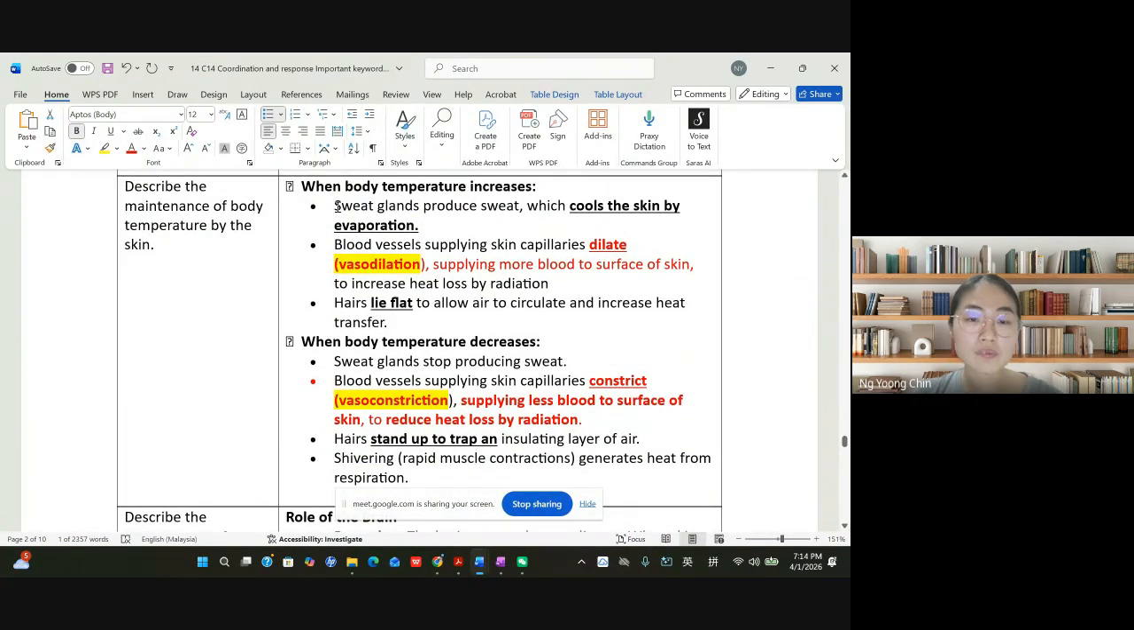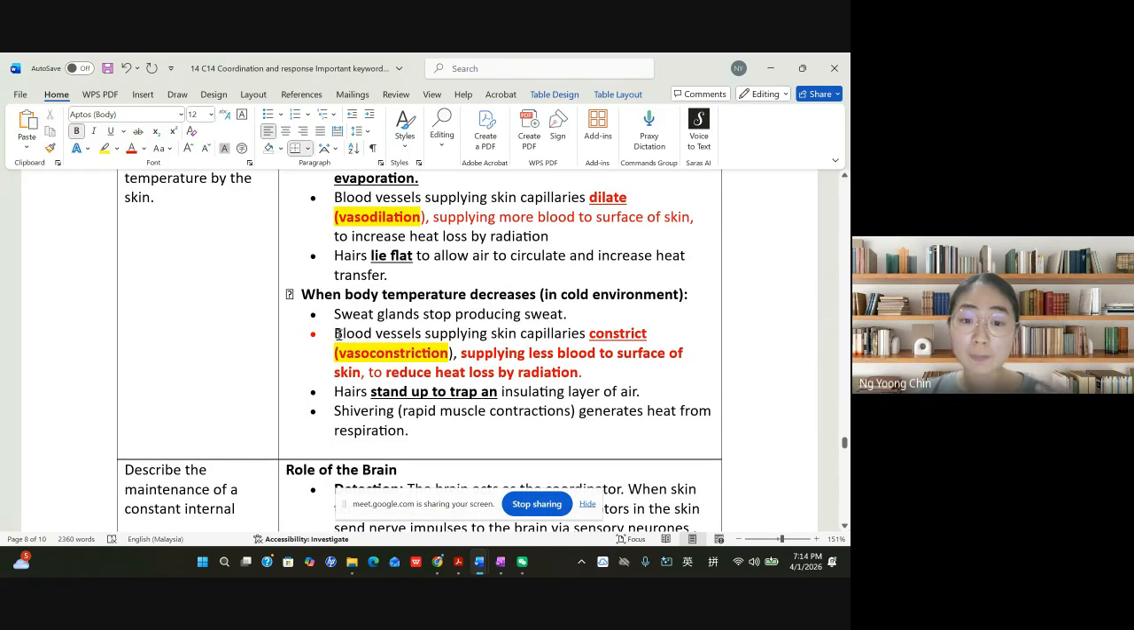So you need to know how to answer when the body temperature increases, and also when the body temperature is decreasing. Decreasing refers to when in the cold environment. What will happen if your body temperature reduces in the cold environment? You should say about the blood vessel. Whenever you answer about vasoconstriction, you should say about less blood supply to the surface of the skin, so you can reduce the heat loss by radiation.